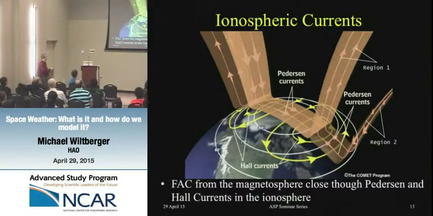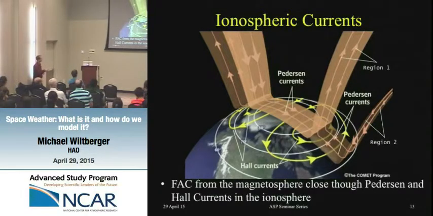Actually, most of the current closes between these so-called region 1 and region 2 currents, the region 1 current at higher latitude and the region 2 current at lower latitude. And there are a variety of different current systems and convection that's going on in the ionosphere. You'll probably hear me talk a little bit later on about cross-polar cap convection or convection patterns.